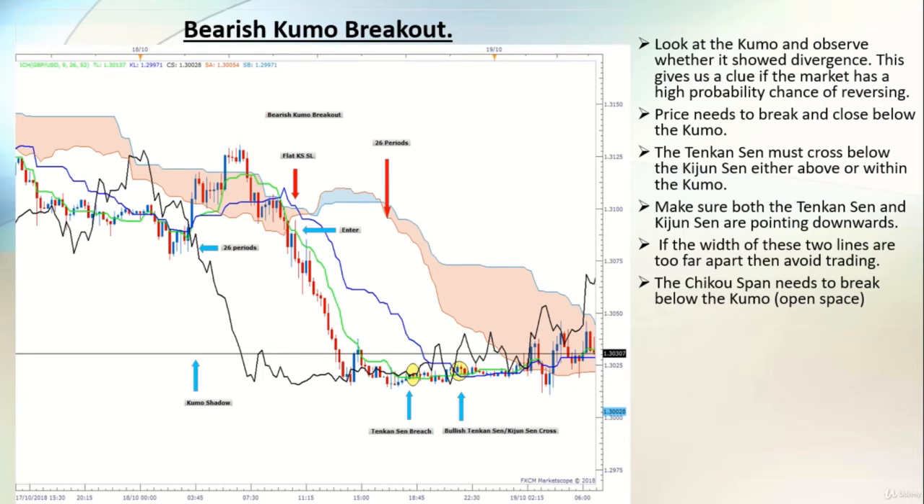And plus, we also looked at the previous peak of the Chikou span. It was over here. It broke that. It broke the support. This showed that the bears were in control and the bulls were losing.